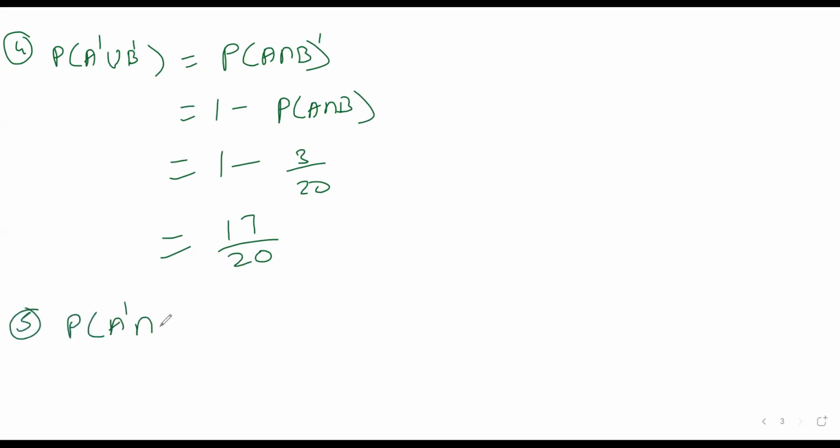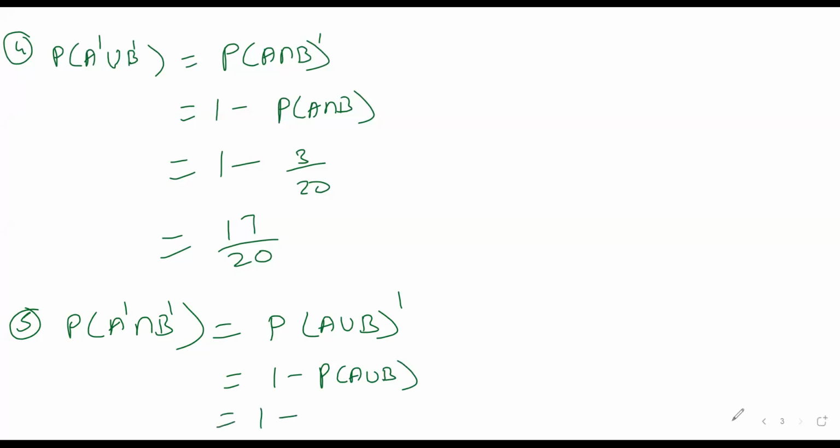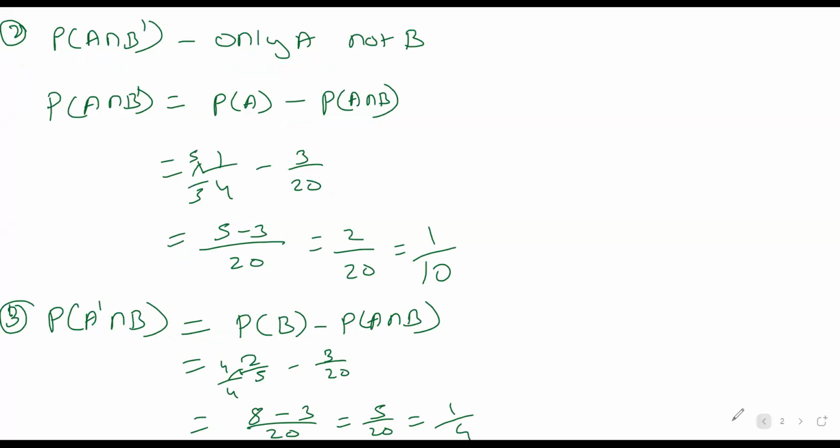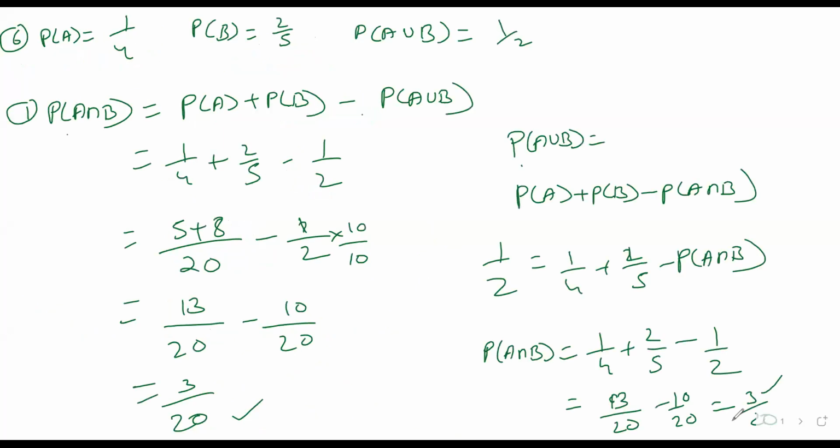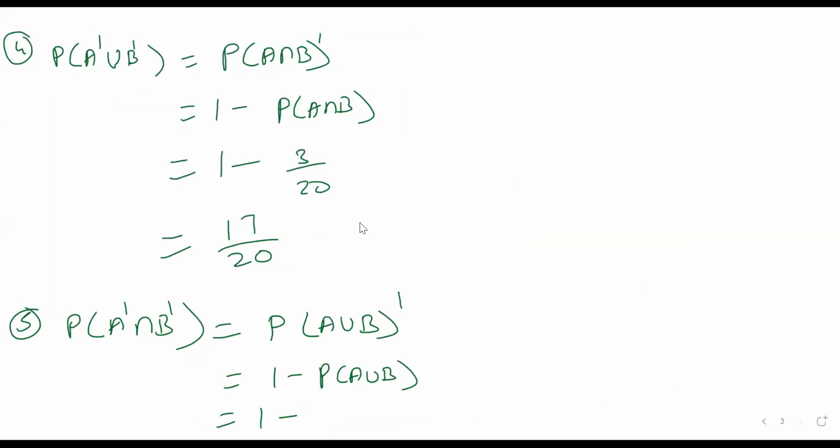P of A complement intersection B complement. Using De Morgan's law, this will be P of A union B bracket complement. It is 1 minus P of A union B. It is 1 minus 1 by 2. Your answer is 1 by 2. Getting this?